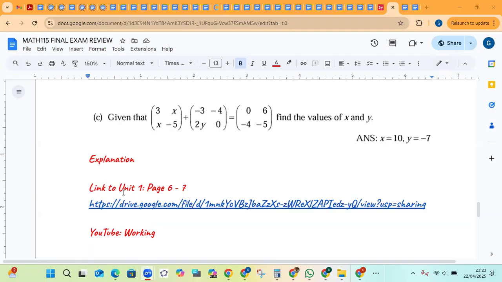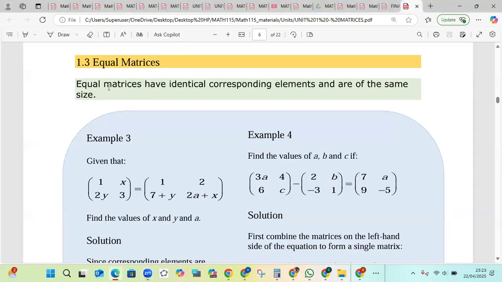Here it says you can go to Unit 1, page 6 to 7. So let's do that. Here we are in Unit 1. It's about matrices, and the topic is equal matrices. That's what we have on page 6, with example 3 and example 4, very similar. If this matrix on the left is equal to this matrix on the right, the corresponding elements must be equal. So 1 is equal to 1, so x must be equal to 2. 2y must be equal to 7 plus y, and 3 must be equal to 2a plus x.